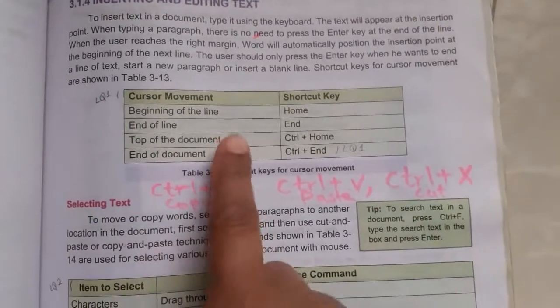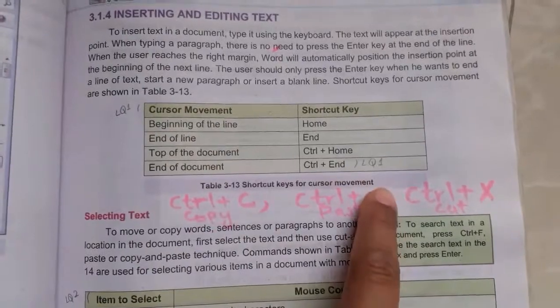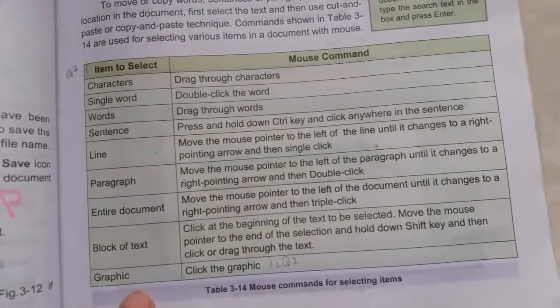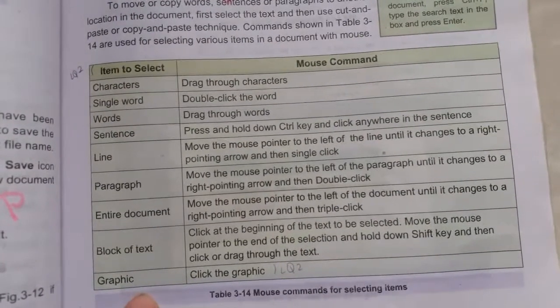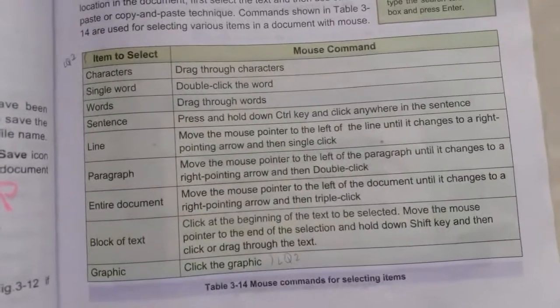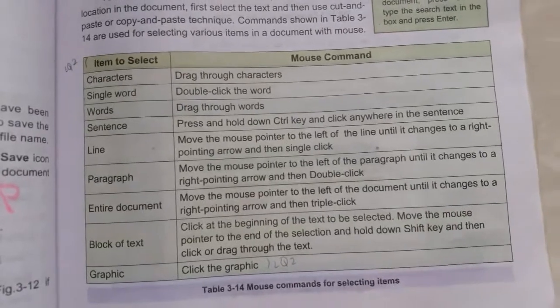Okay, so you can see this is the answer to your question number 1, from here to here. These are different cursor movements. And you can see this is the answer to your question number 2, selecting a text using different ways of mouse commands.